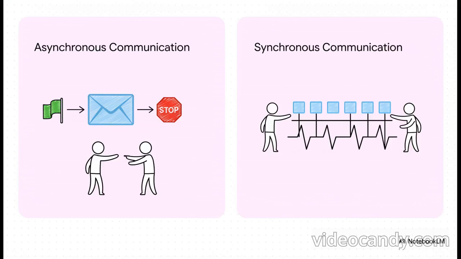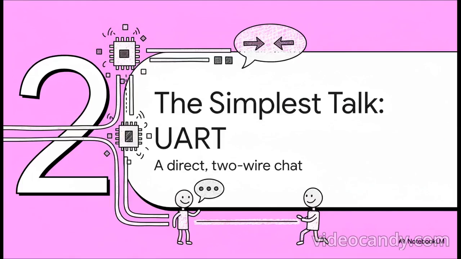Now, synchronous, on the right, is more like having a conductor with a metronome. Both devices share a clock signal, which is just a steady pulse that tells the receiver exactly when to look at the data line. It's way more precise, but it means you need an extra wire just for that clock. Let's move on to our first protocol and see how this all comes together.